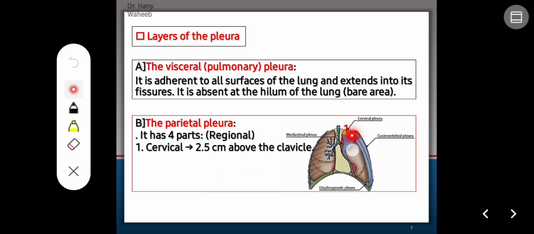First, the cervical pleura, which extends for 2.5 centimeters above the clavicle. This is the summit of the pleura. Second, the costal or costovertebral pleura, which lines the thoracic wall and the costal cartilages and sides of the vertebrae. Number 3 is the mediastinal pleura, which covers the side of the mediastinum. Number 4, diaphragmatic pleura, which covers the upper surface of the diaphragm. So the parietal pleura has four regional parts: cervical, costal, mediastinal, and diaphragmatic.